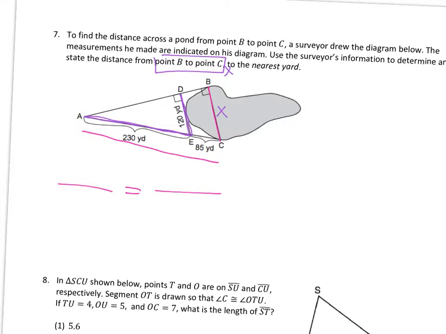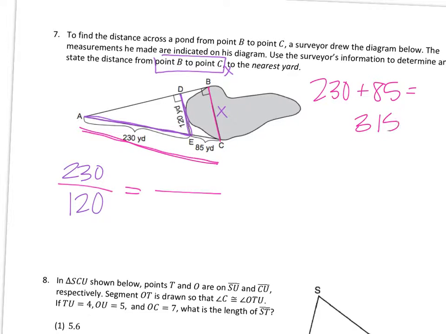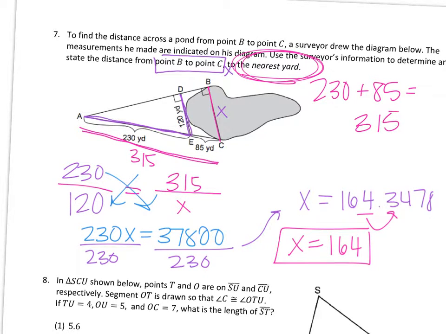So again, I've got 230 over base 120 equals this entire side length, 230 plus 85, which gives us 315. So 315 over X. Take a minute to solve that, round appropriately to the nearest yard, and then check back in with me to see if you have the correct answer. Alright, so for number 7, once we round, we should end up with 164.